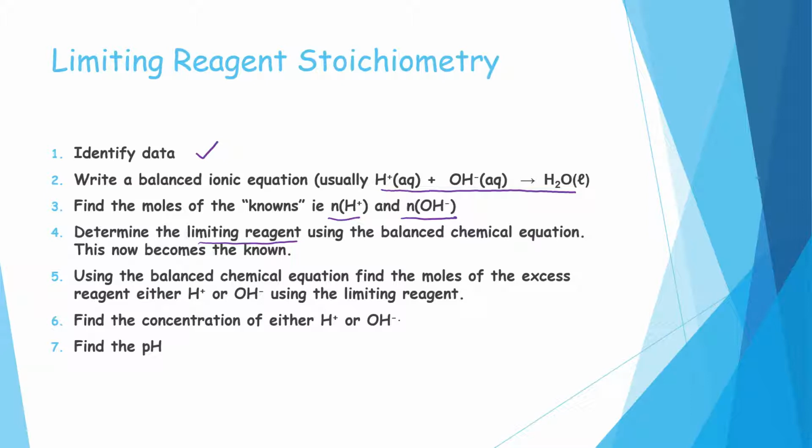We're then going to use the balanced chemical equation to calculate the excess reagent, which will either be the hydrogen ions or hydroxide ions. And then finally, we'll find the concentration, and then we'll find the pH.